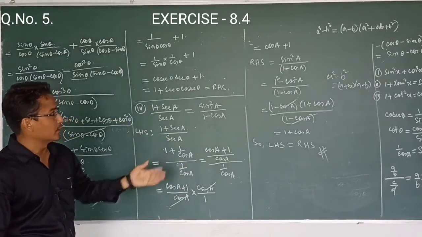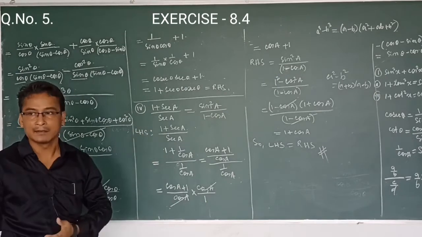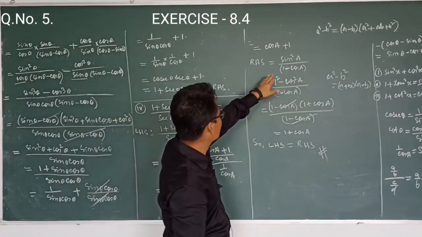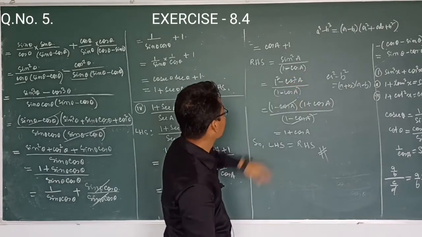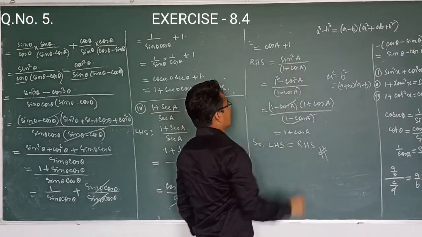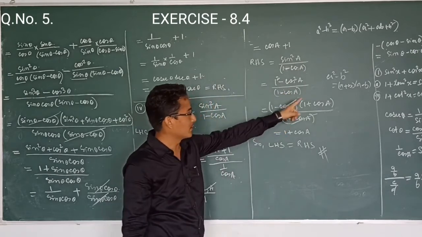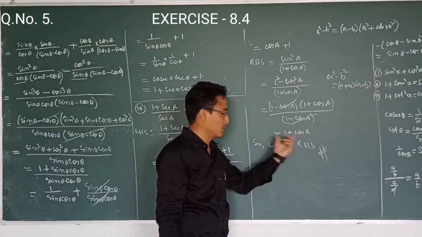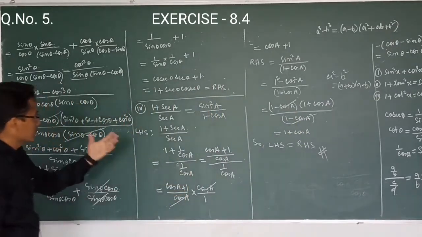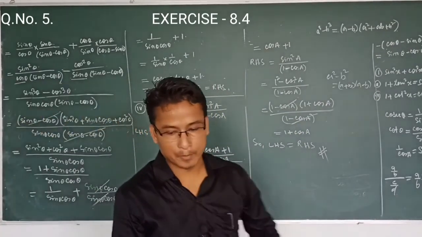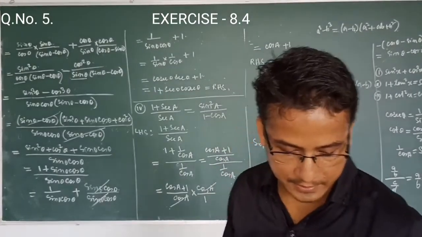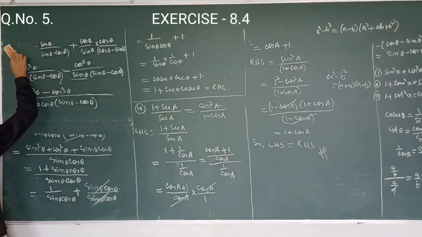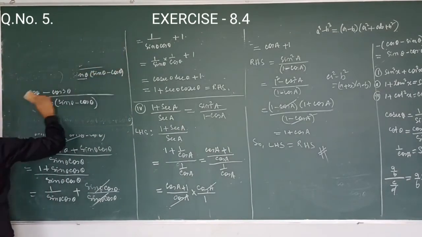Almost every question we will get directly to the right hand side, but very rarely we solve in this way. So I converted this sin square a to 1 minus cos square a, and I converted this using the a square minus b square formula, then cancelled, and I get the result. Okay, so this is question number 4. Now let's see question number 5. Roman number 5.